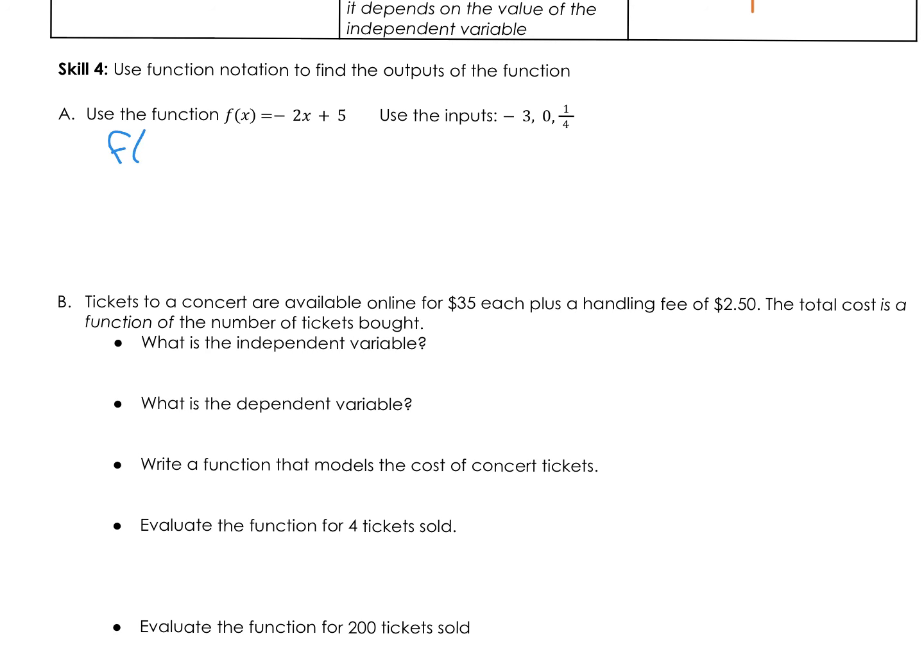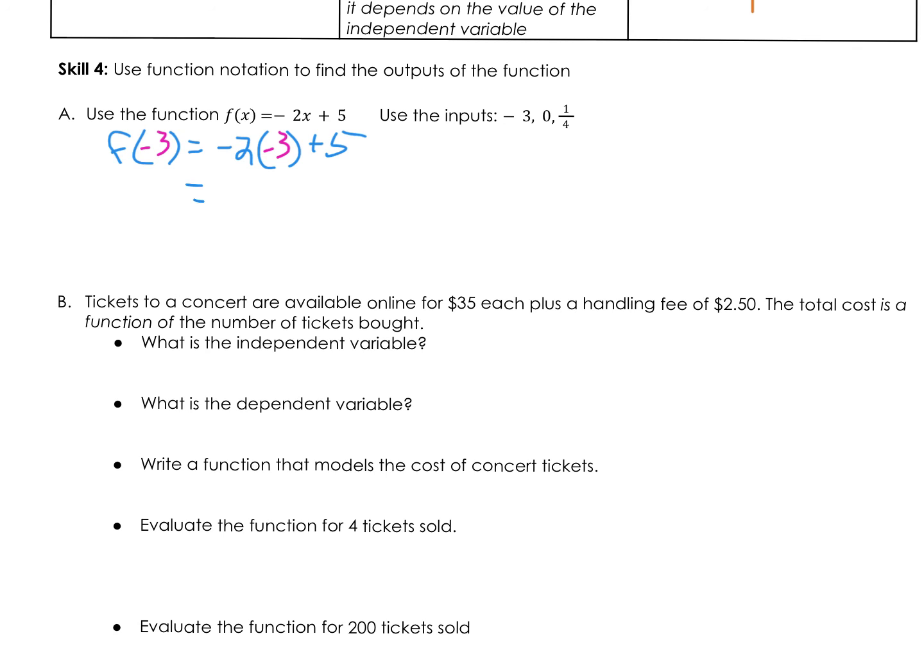F of, and then I'm going to replace every x with what our first input value is. So if our first input value is -3, wherever I see an x, I'm going to put in -3. And what this is saying is in the f function, wherever you see an x, put a -3. So I only have one x, so I only put in one value of -3. And then we're just going to do the math.